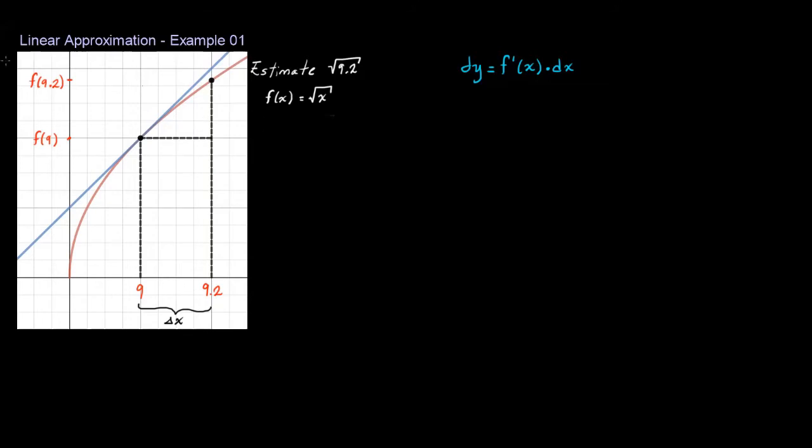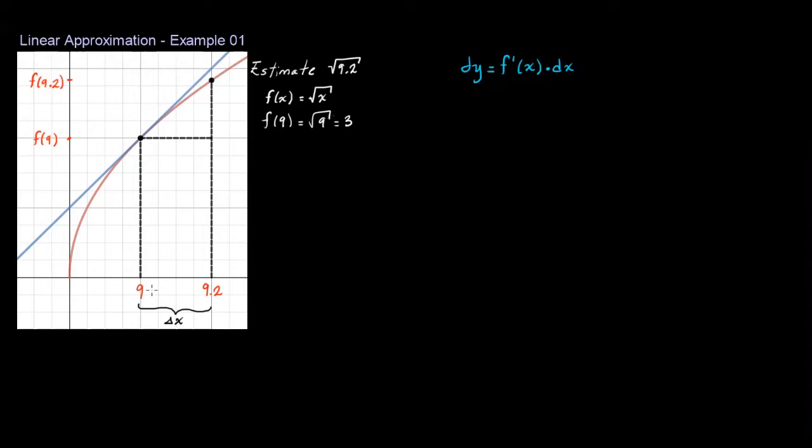So let's start by saying the closest known value for this square root of 9.2 has to be the square root of 9, which is equal to 3. So the result for 9.2 has to be slightly above 3. I have here on the left this graph that depicts the square root of x. Of course, I'm doing a super zoom in to get really close to these values.